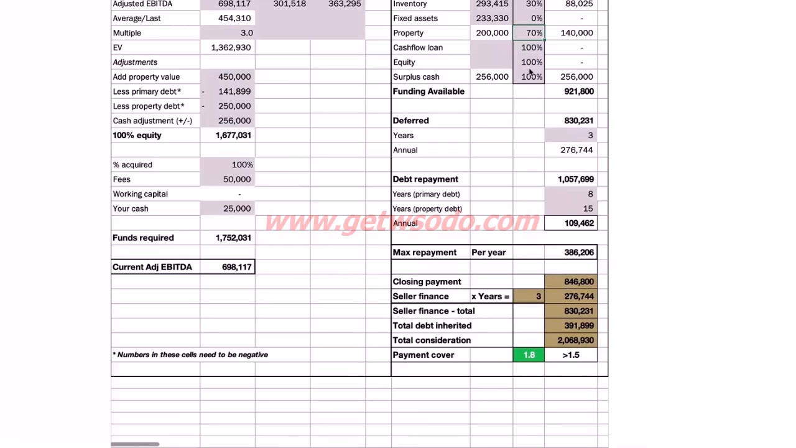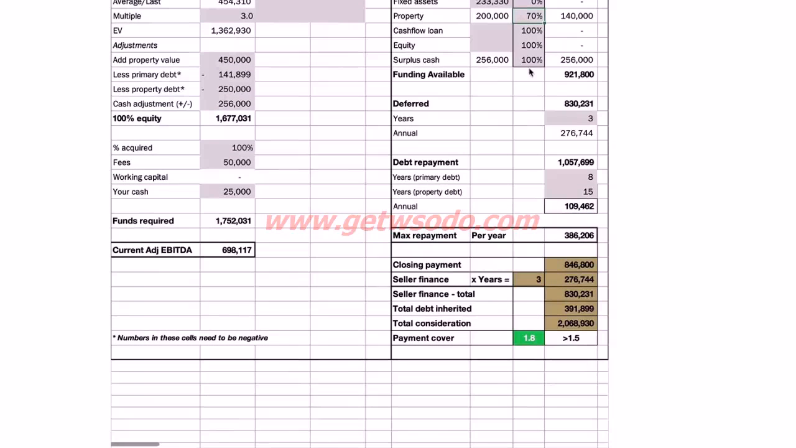So if we raise $920,000 in financing, we've got some fees, we've got some cash that we're going to take out. I need to pay $830,000 and change in seller financing payments. So I'm going to try and do that over 3 years, which means that the business's profit has to kick back about $276,000 and change to the seller for each of those 3 years. And I'm left with just over $1 million of total debt to still repay in this business.